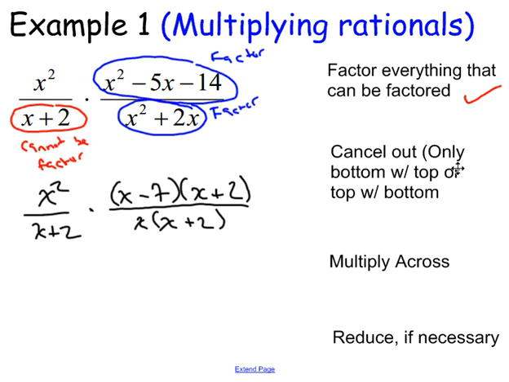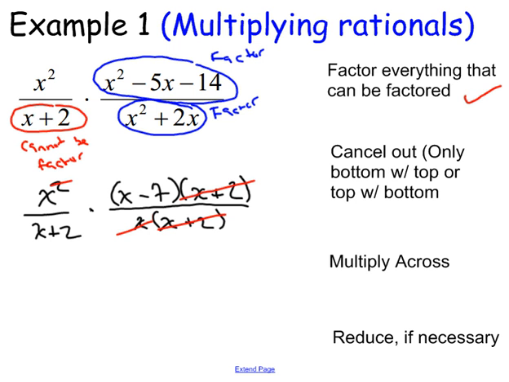Step 2, cancel out. Now it's time to cancel out stuff. I could cancel out this x plus 2 with one of these x plus 2s. I could only do it with one, so I'm going to pick this one. I canceled this x plus 2 with this x plus 2. Now, I can also cancel out this x with one of these x's. Remember, this is x times x, and one of those x's is going to cancel out with this x.